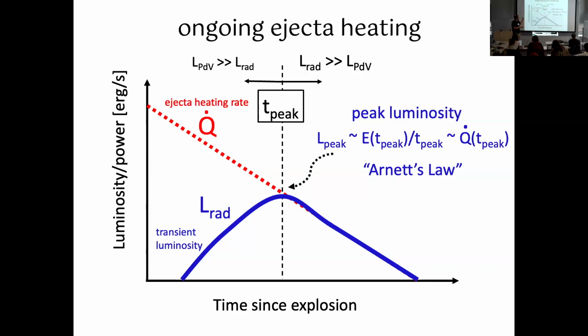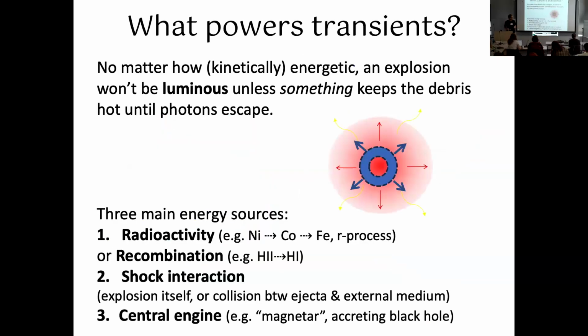And for these types of transients, which are powered by a continuous source of heating, this is known as Arnett's law, that the peak luminosity is the heating at t peak. This is a case where it's radioactivity, for example, or some other source of heating. So then this gets to the question of what powers transients in general, other than Type 2s. Okay, what is this source of heating in the center that is keeping the ejecta energetic and luminous and allowing us to see it?